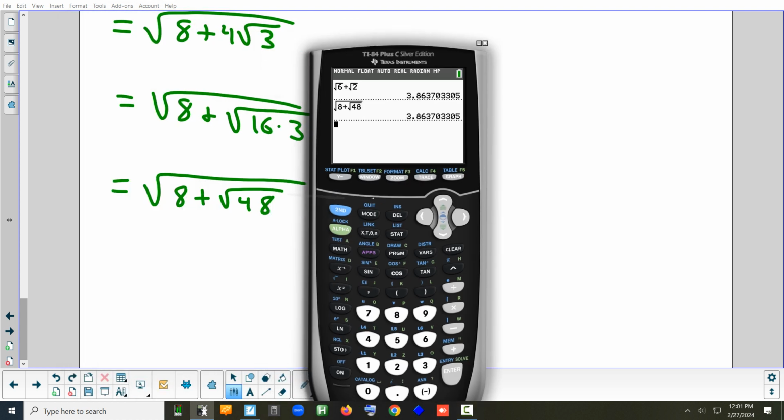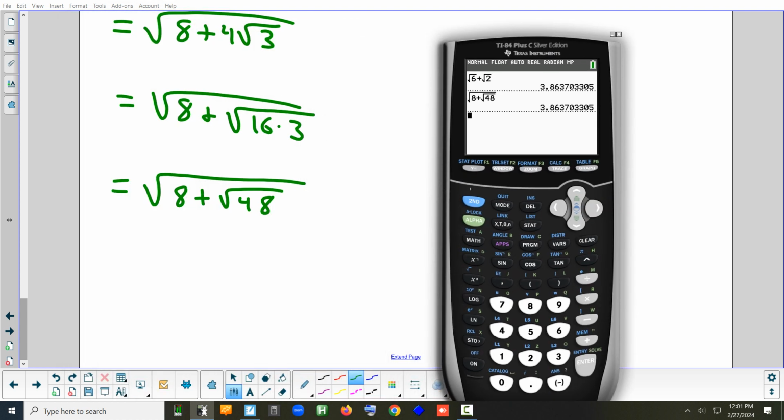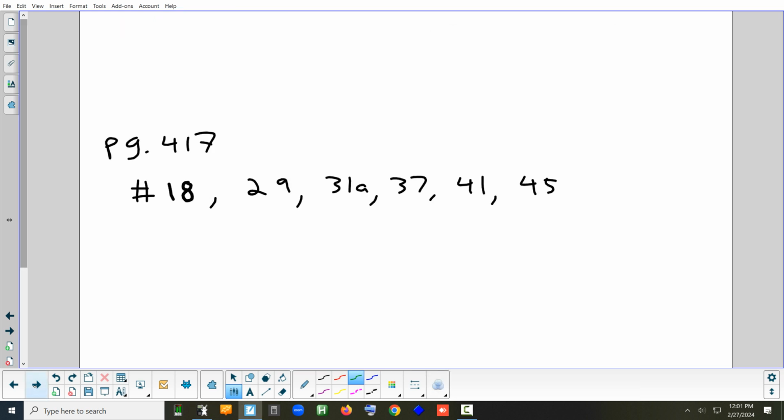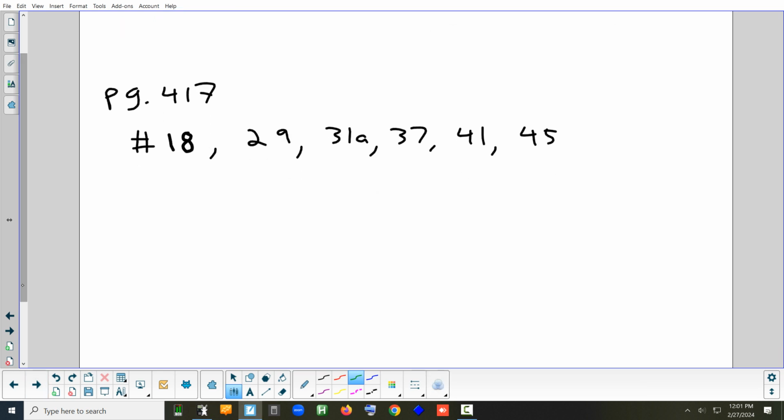So that's the homework for tonight. I'll take a look at that problem and see if I can figure out something simple. And then tomorrow we'll do section 76.